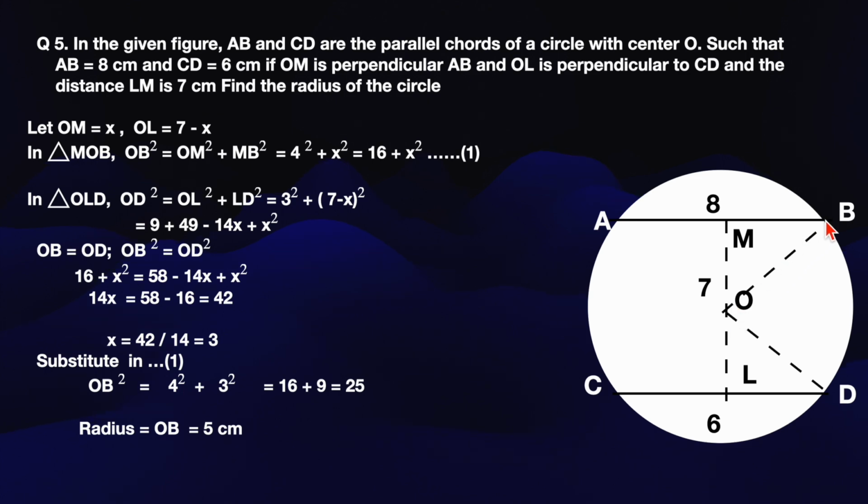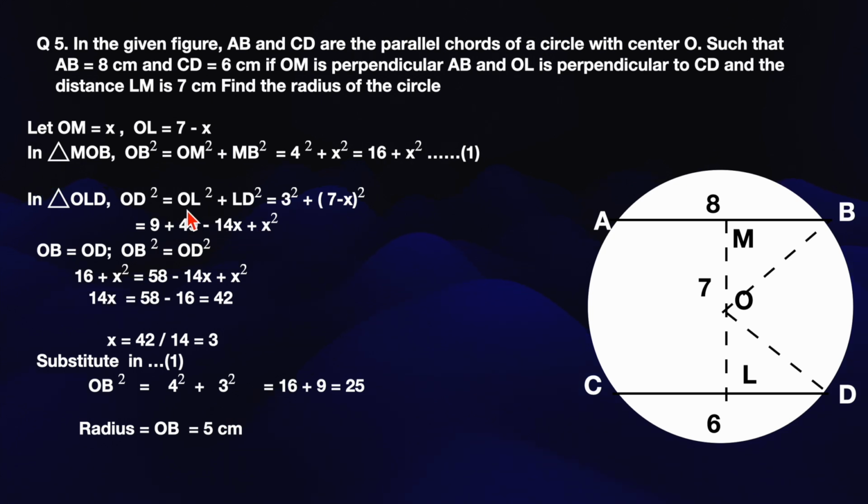By Pythagoras theorem, OB square is equal to 4 square plus x square. That is the first equation. 4 square is 16. 16 plus x square. This is OB square. Similarly, take this triangle and write down OD square. OD square is, what is this? 7 minus x the whole square plus this distance LD is 3. So 3 square plus 7 minus x the whole square. Simplify it and you will get this expression.